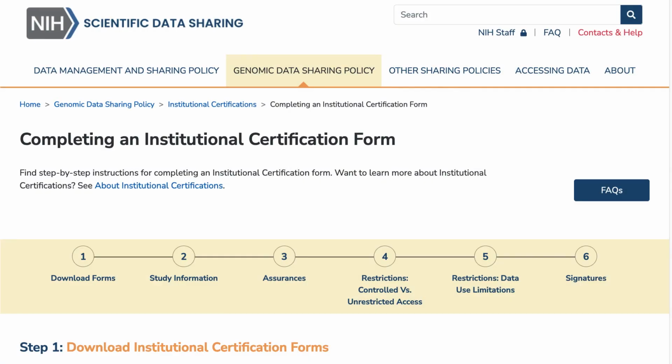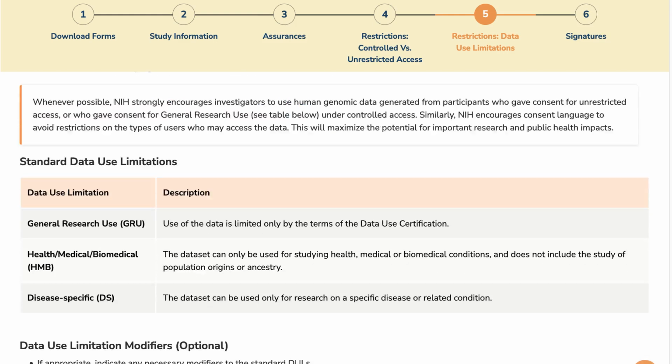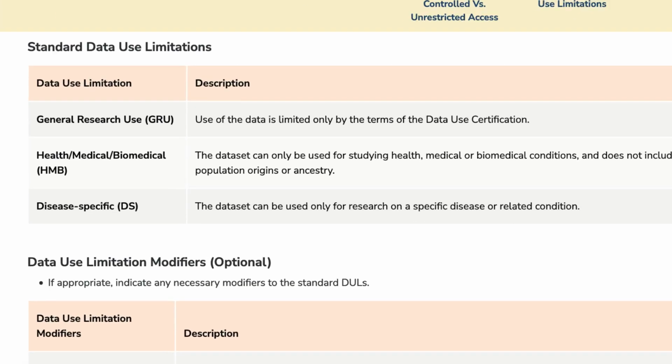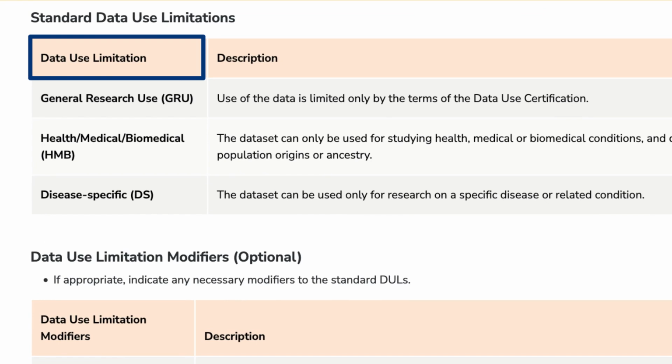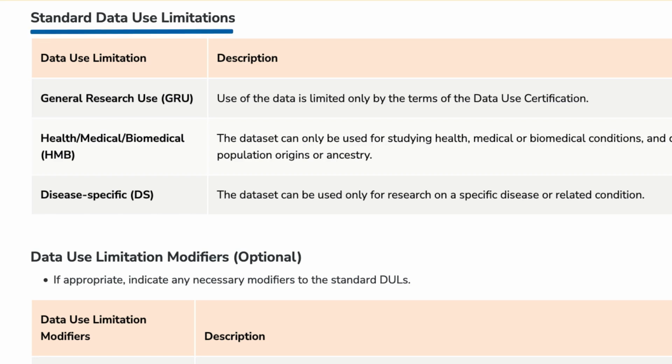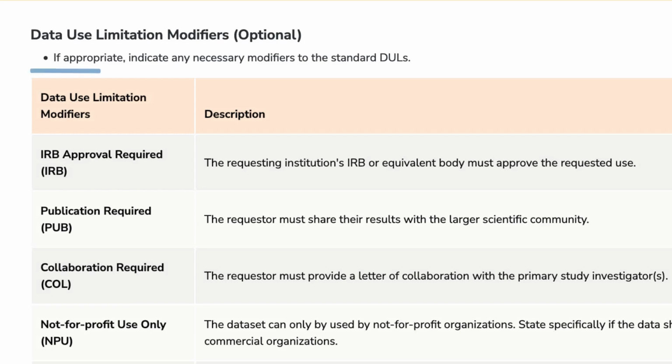Let's review the relationship between consent groups and institutional certifications. You can get help completing an institutional certification on this NIH Scientific Data Sharing page. I'll go to the section on data use limitations. A consent group in dbGaP is defined by the data use limitations, or DULs. In simple terms, how the data will be used. The DUL is based on your consent forms. Each consent group comprises one standard data use limitation with any number of modifiers.